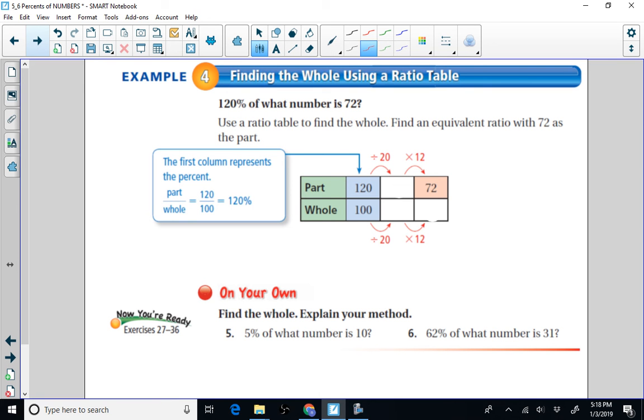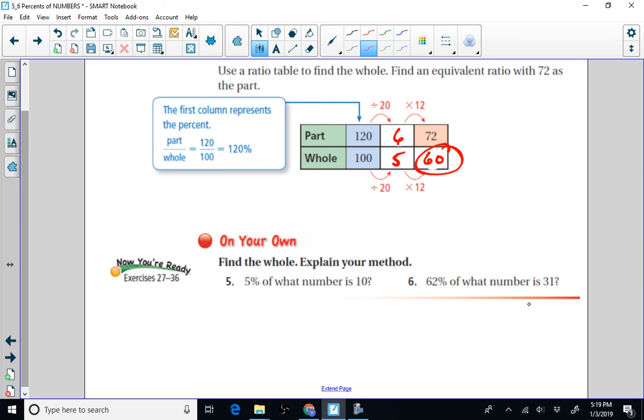Let's take a look at our next example. We can use a ratio table as well. 120 over 100. I write the percent over 100. 72 is the part. We're looking for the whole here. Well, I can't go directly from 120 to 72, but I can divide by 20. 120 divided by 20, it's going to give me 6. 100 divided by 20, that's going to give me 5. Then we multiply times 12, that's going to give me 60. So 120% of what number is 72? That number would be 60.